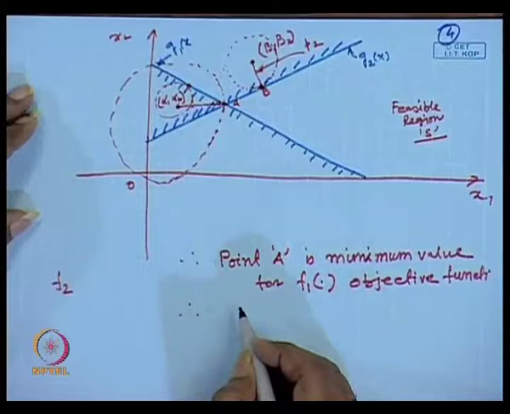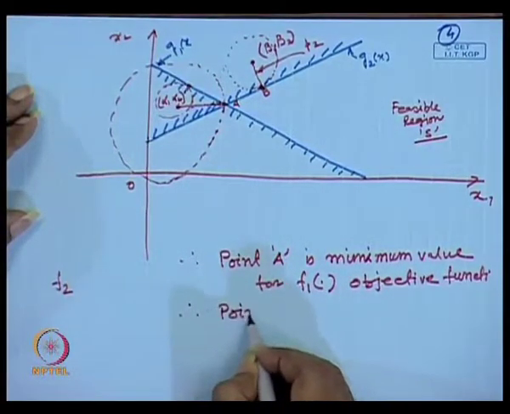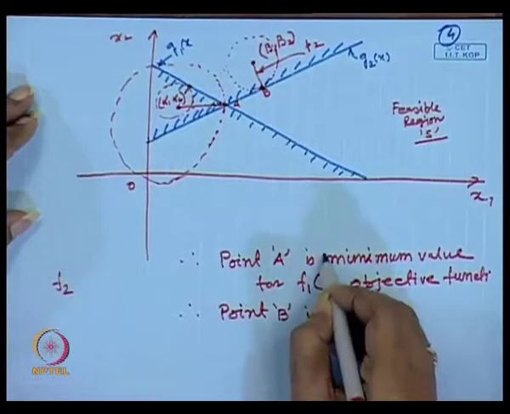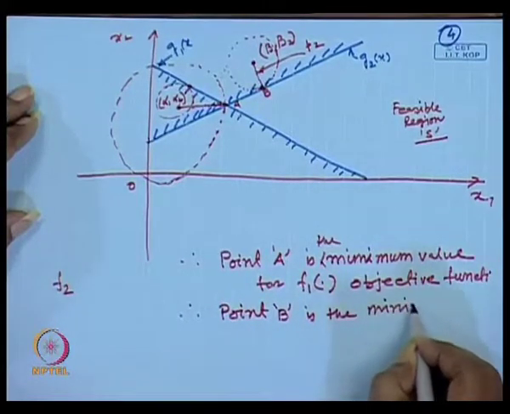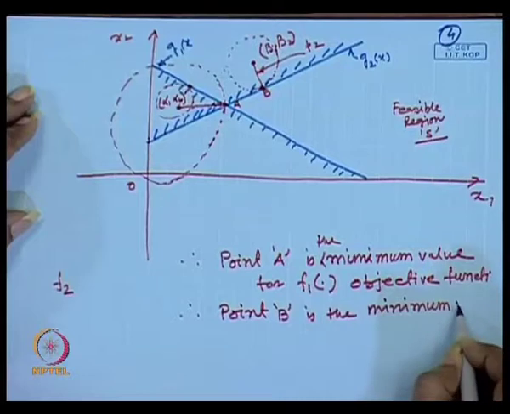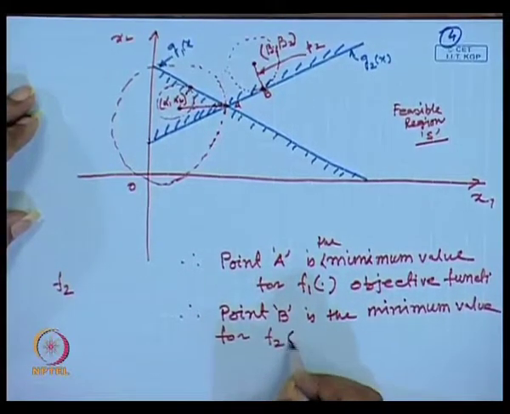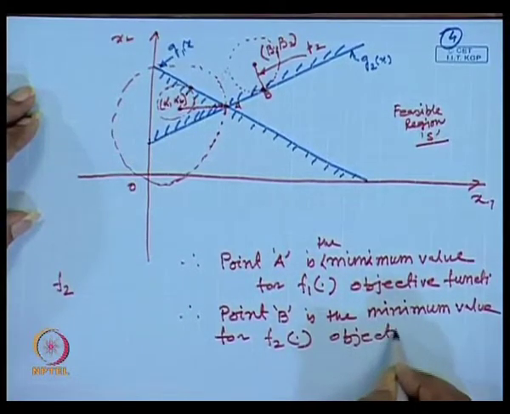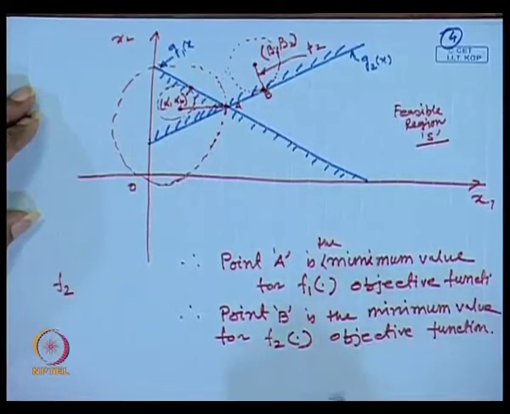So, therefore, next I can tell you, the point B individually, if you think, point B is the minimum point value for the f2 objective function. Agree?